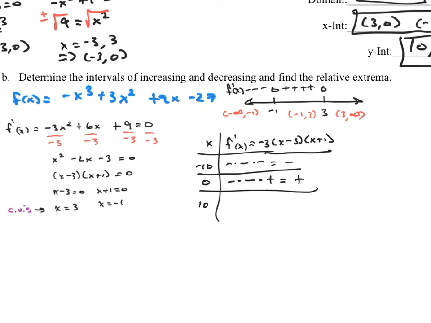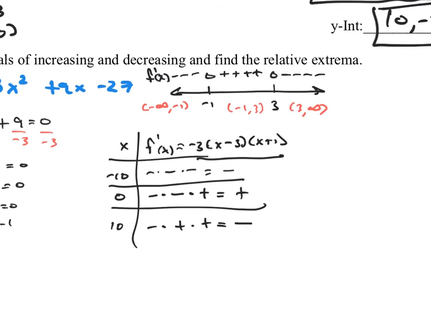Let's plug in the number 10. I have the negative from the negative 3. 10 minus 3 is positive, and 10 plus 1 is positive. A negative times a positive is a negative number. Since that test point was negative, that entire interval has to be negative.